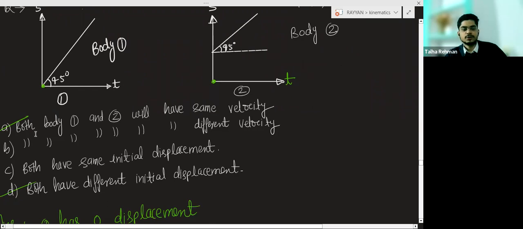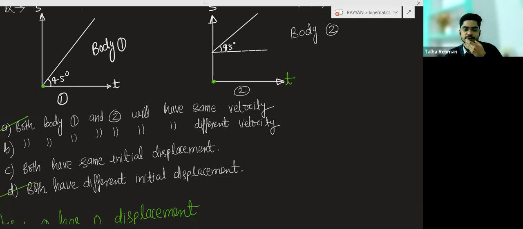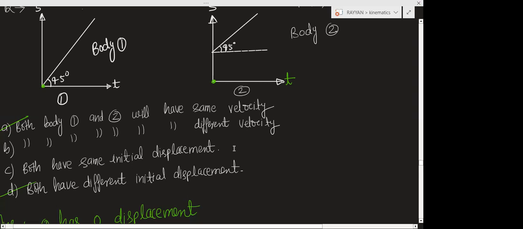Four options are given. They are saying both body 1 and 2 will have the same velocity. Second option, both body 1 and 2 will have different velocity. Option C, both have the same initial displacement. Option D, both have different initial displacement. This is very easy.